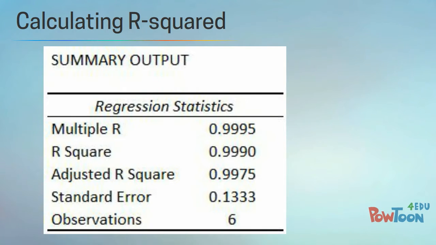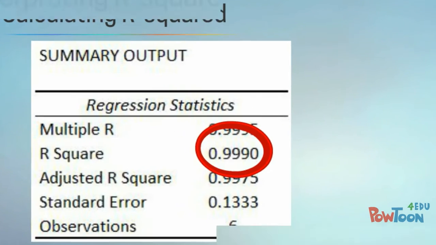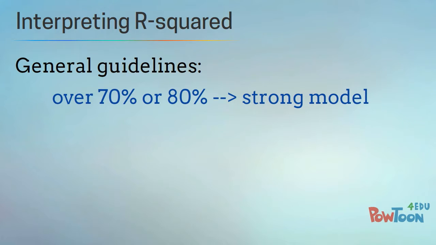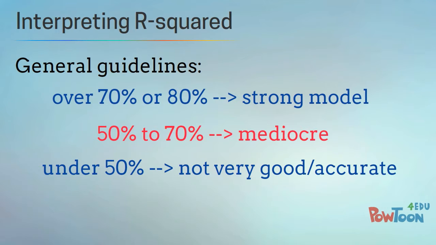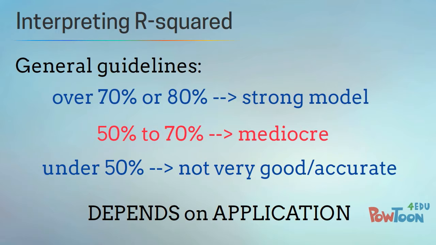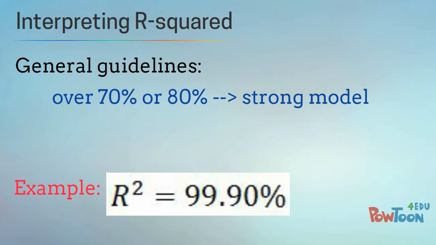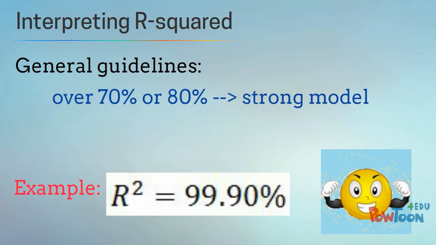For our example data, r squared equals 0.9990. Generally, r squared over 70 or 80% would indicate a strong model and over 50% would indicate a mediocre one. Often an r squared under 50% would be considered not very accurate. However, the interpretation ultimately depends on the application. For this example, an r squared of 99.9% would indicate a really strong regression model.